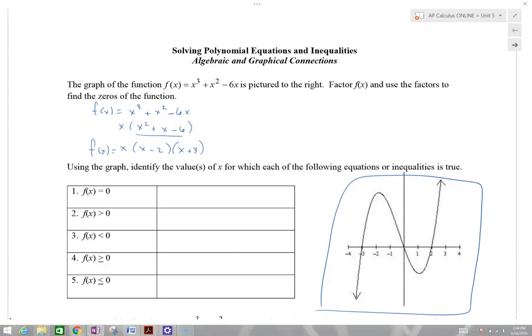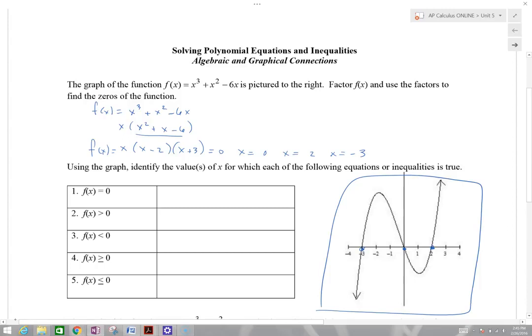And what you can notice is that this gives us our zeros. If we set this equal to 0, we would get that x is equal to 0, x is equal to 2, and x is equal to -3. And you can see here's -3, here's 0, and here is 2. Those are our zeros.